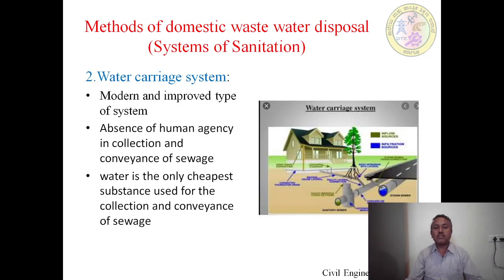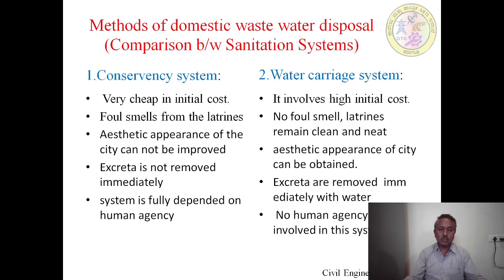Coming to the water carrier system, it is one of the modern and improved systems and presently we are following this system, as human intervention is not there in the collection and conveyance of the sewage. Water is the cheapest substance used for the collection and conveyance of the sewage. And we have a comparison of both systems, the old conservancy system and the new and modern water carrier system. We will go through it one by one.